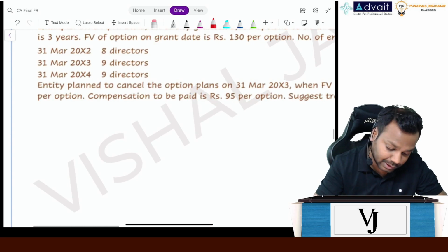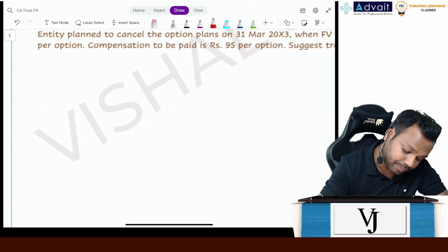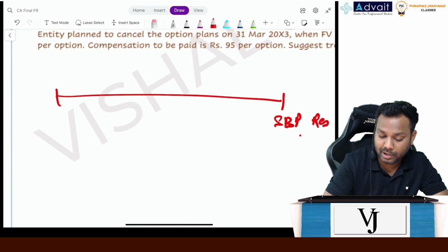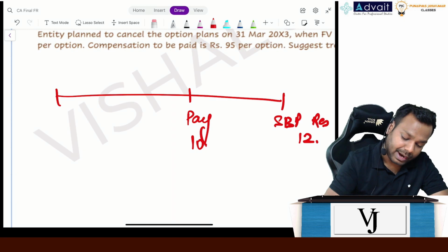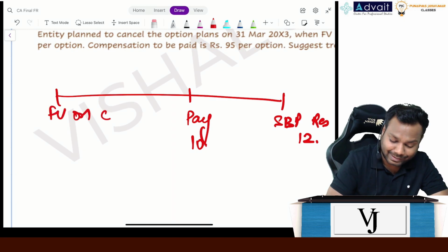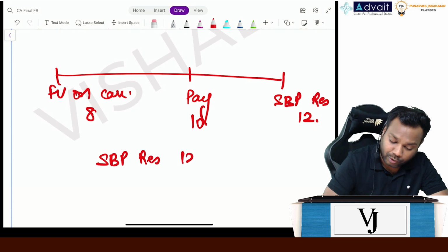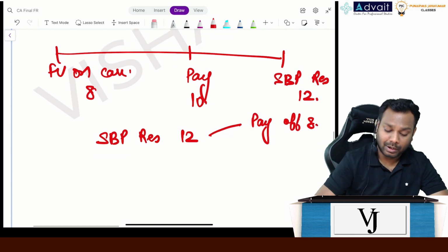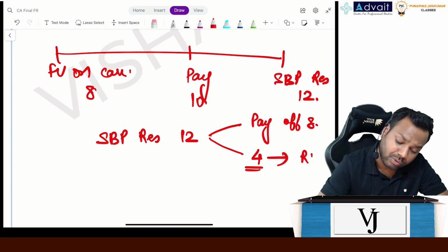Now understand, I'll explain it again. This is the SBP reserve balance, 12 rupees. This is what I have to pay, 10, and fair value on cancellation date is 8. So what I will do is from SBP reserve of 12 I'll pay 8. What remains? 4. 8 paid, 4 remains, right? Transfer to retained earnings.